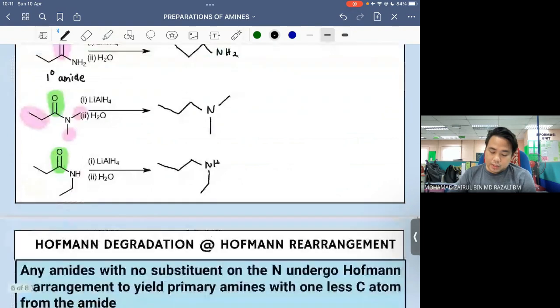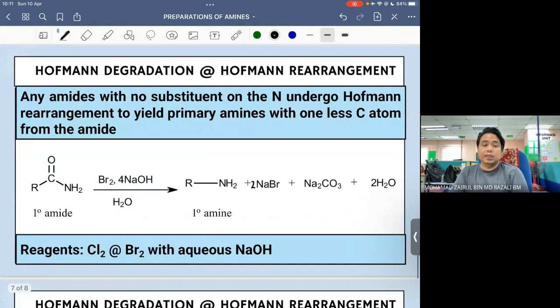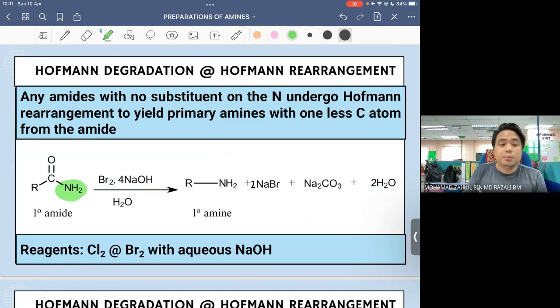Okay, so another method. This is the last method. This method is specifically to produce a primary amine. We can use Hofmann degradation or Hofmann rearrangement, provided you use a primary amide. And another condition is that the nitrogen of the amide must not be bonded to any alkyl group. Okay, that means it must have NH2, so it must be a primary amide.